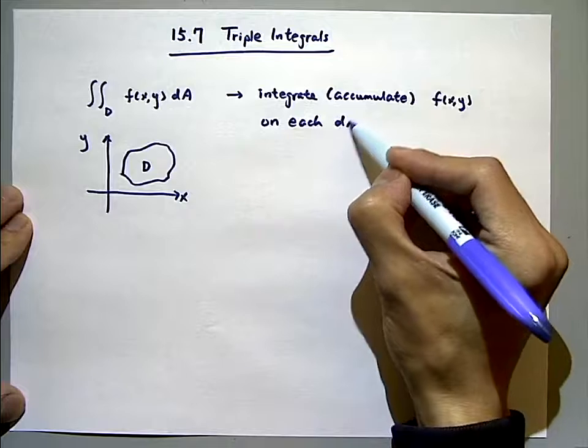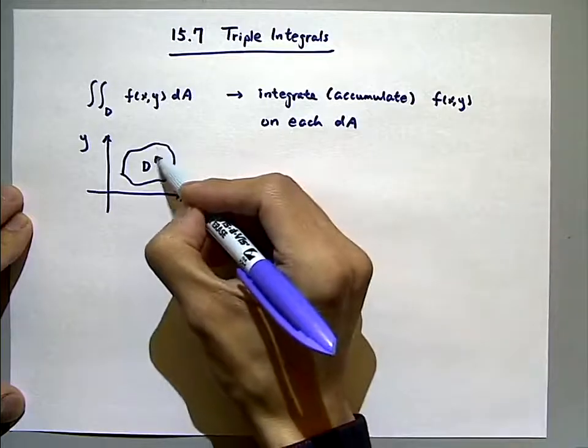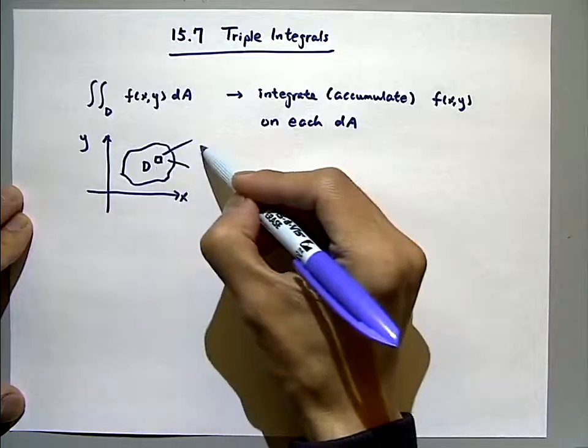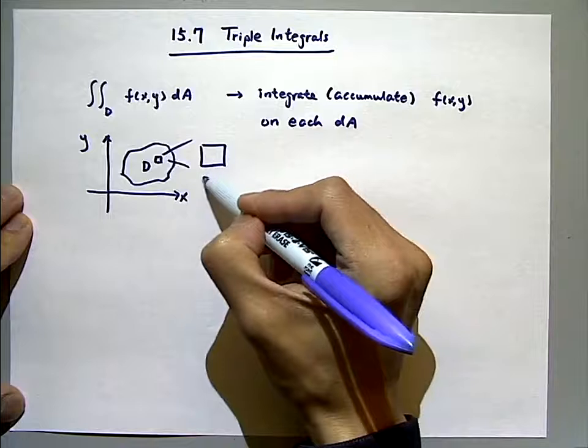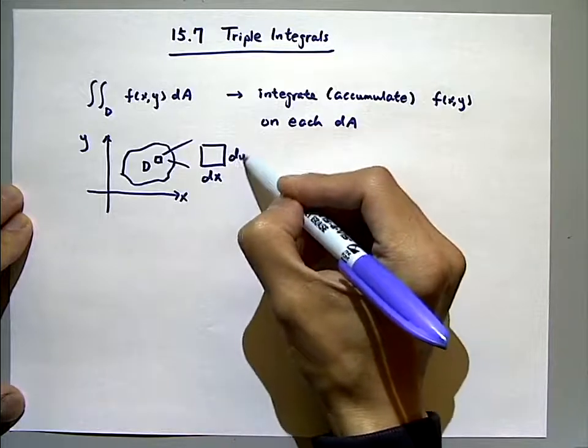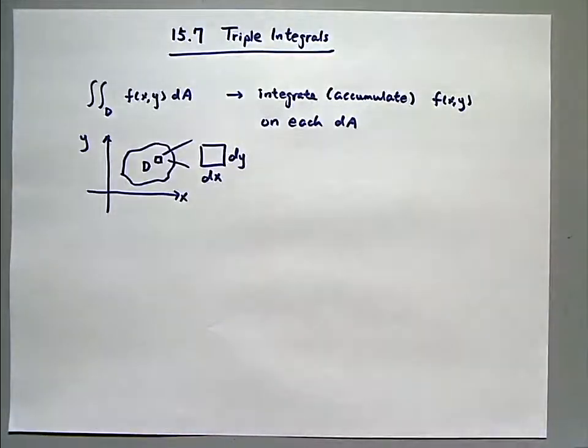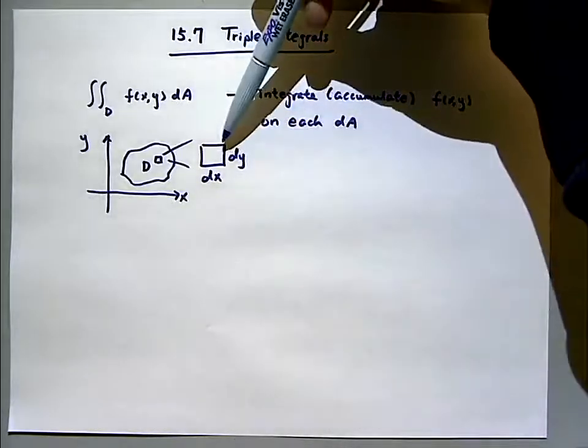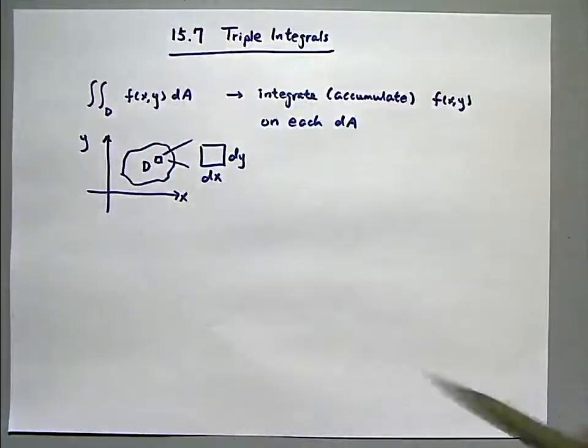On each small differential element, dA, that's dx dy or dy dx, right? So remember that what we're really doing here is a Riemann sum of a bunch of tiny, tiny rectangles. We're integrating over a small rectangle with some kind of function. You could interpret that as a height, and we move it all over the region.